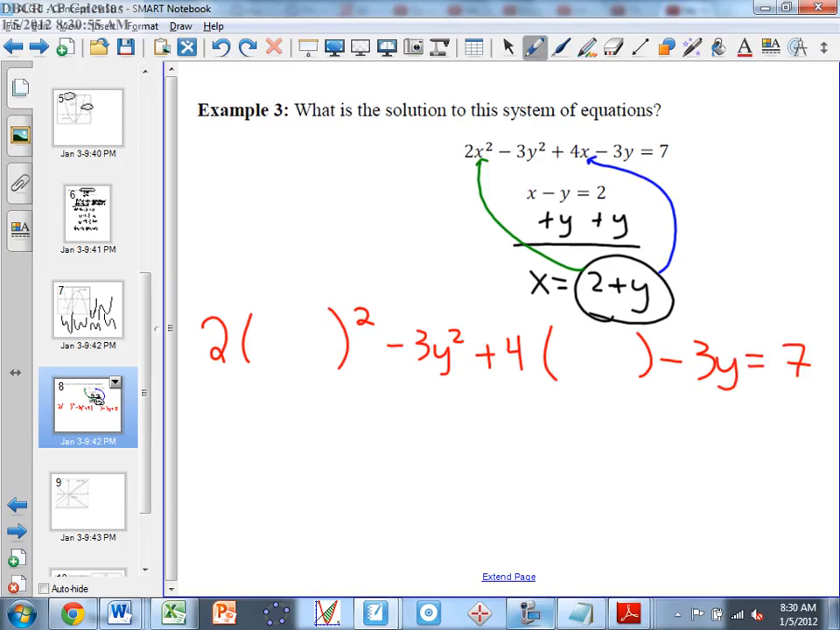Notice what I'm doing right now. I left blanks to show that that's where I'm replacing. Okay, again, I'm replacing the 2 plus y in for the x there. So there's going to be a 2 plus y right here, and there's going to be a 2 plus y over here.